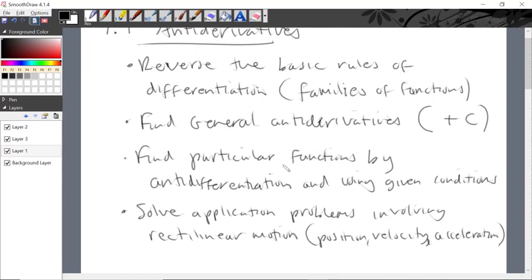So if we're given, for instance, an f prime of x function, and if we're also given some point that was on the original curve y equals f of x, we would want to find the particular function which would have that point and which would have that derivative. And we can extend this to higher derivatives as well.